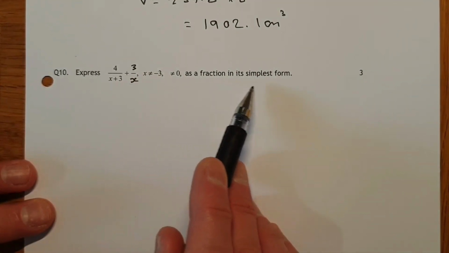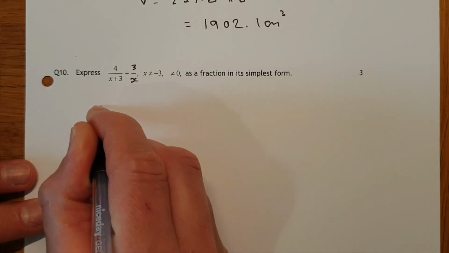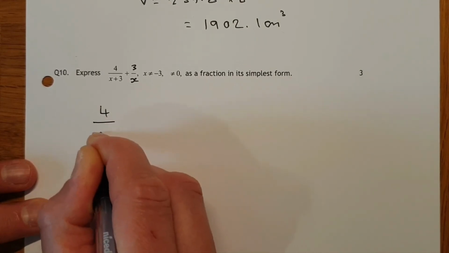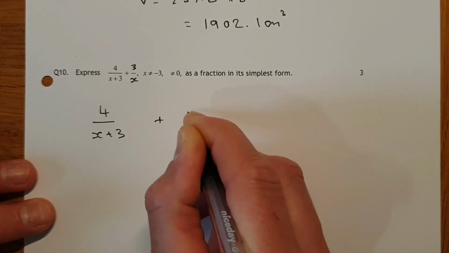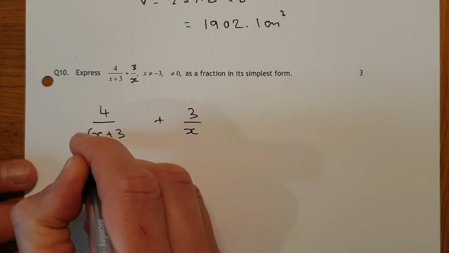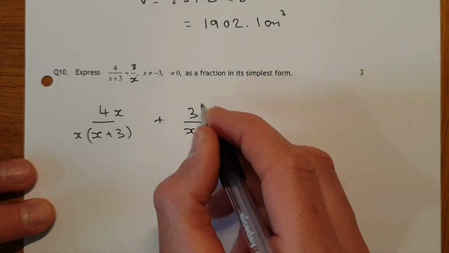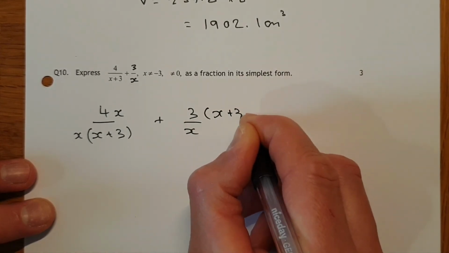We've got to express that as a fraction in its simplest form. So we've got to add these two fractions together. Now we need to make sure the denominators are the same before we can combine them. So I'm going to take the first fraction and multiply it top and bottom by x. And the second fraction, I'm going to multiply it top and bottom by x plus 3.